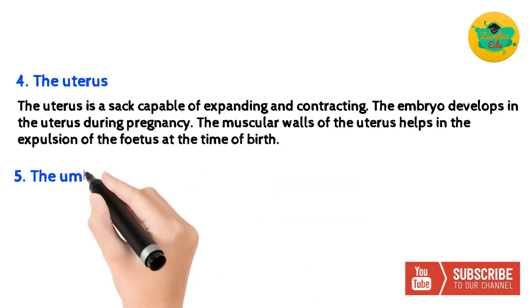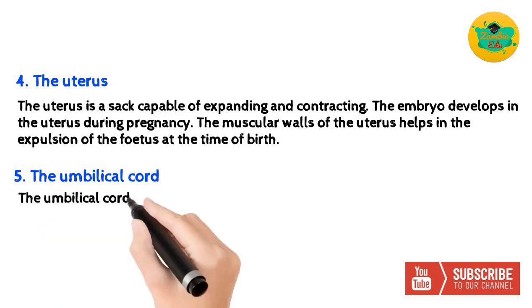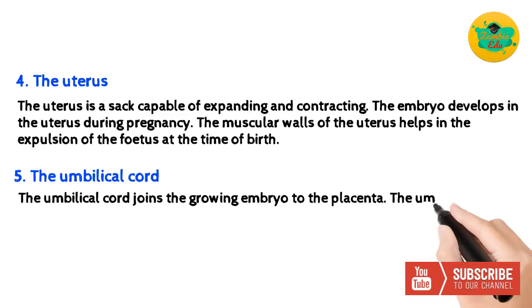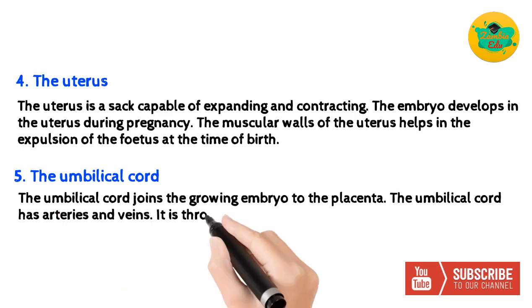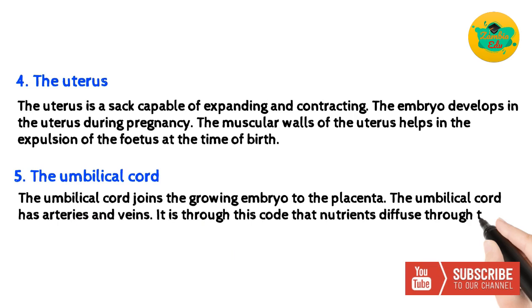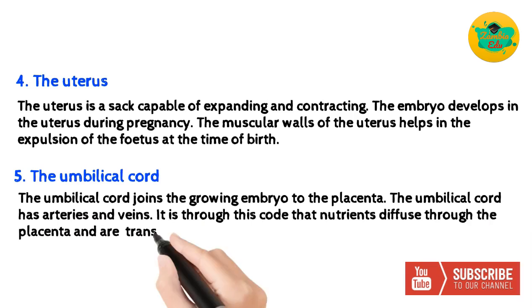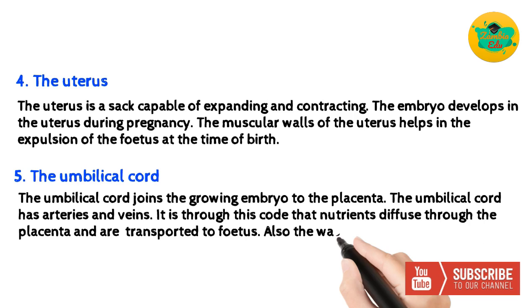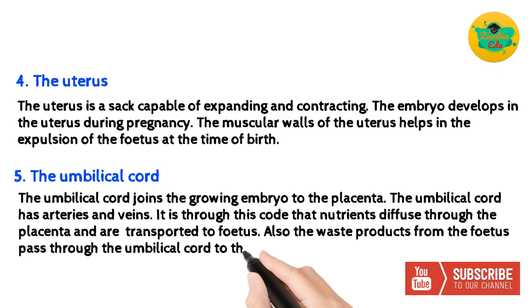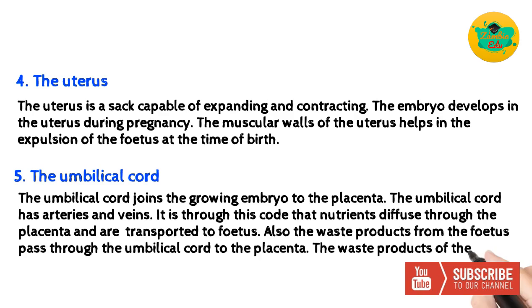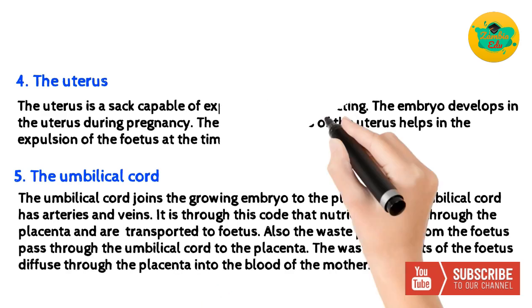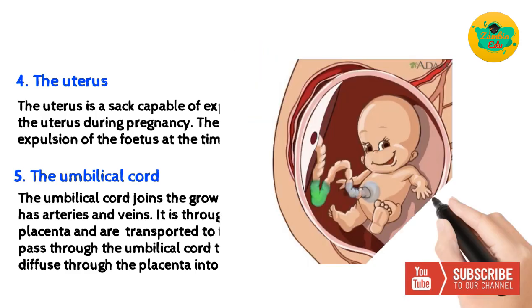The umbilical cord. The umbilical cord joins the growing embryo to the placenta. The umbilical cord has arteries and veins. It is through this cord that nutrients diffuse through the placenta and are transported to the fetus. Also, the waste products from the fetus pass through the umbilical cord to the placenta. The waste products of the fetus diffuse through the placenta into the blood of the mother.